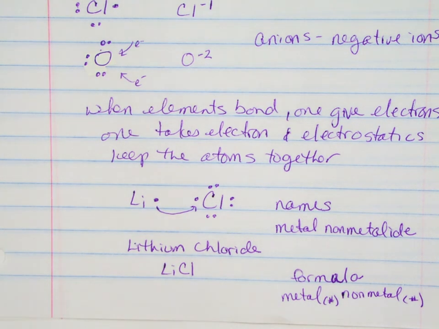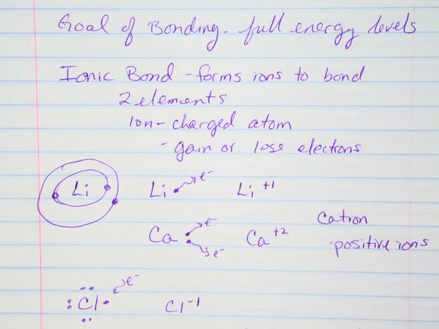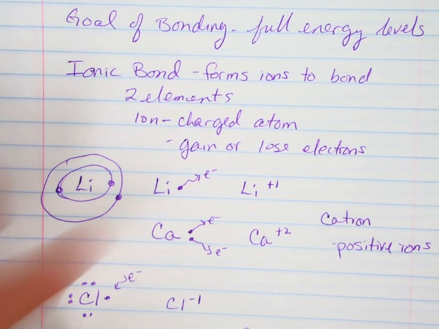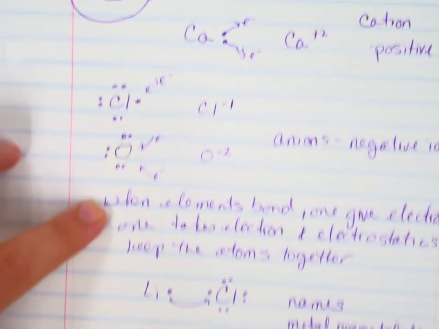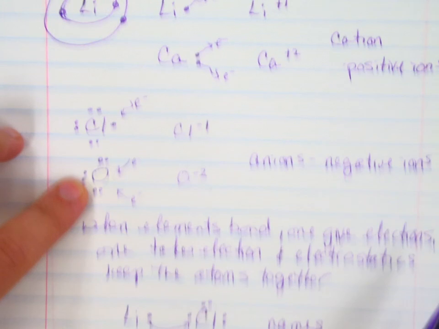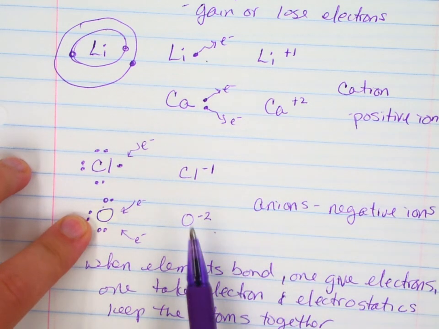However, it's not always just a one-to-one, you give one, I take one. Sometimes it's more than that. Lithium wants to give one. Oxygen, where am I at? Right here. Okay. Lithium wants to give one. Oxygen wants two. But they can still bond and be friends and be happy.